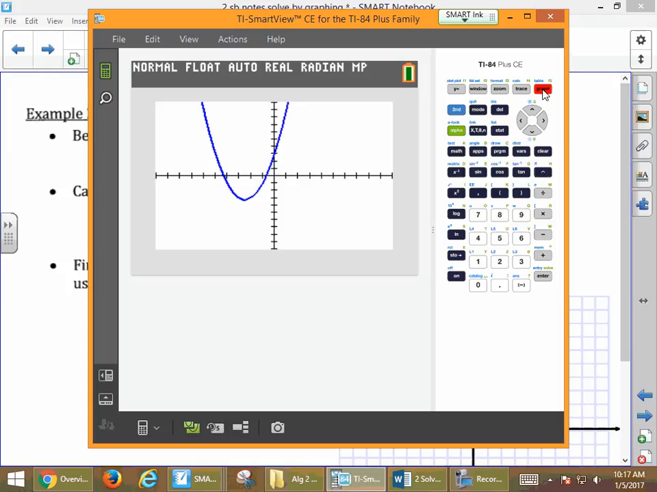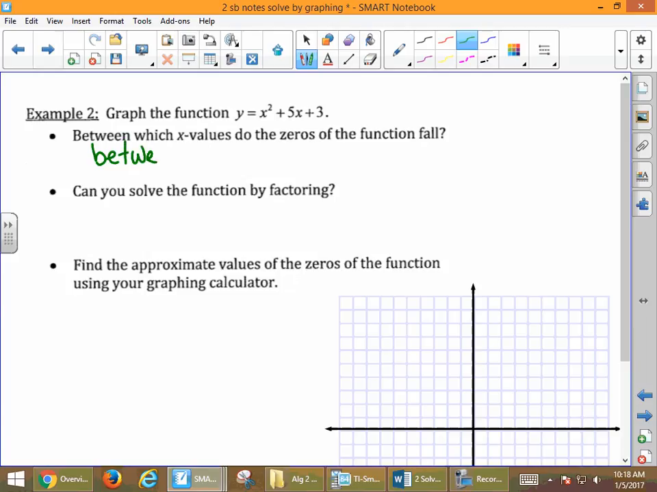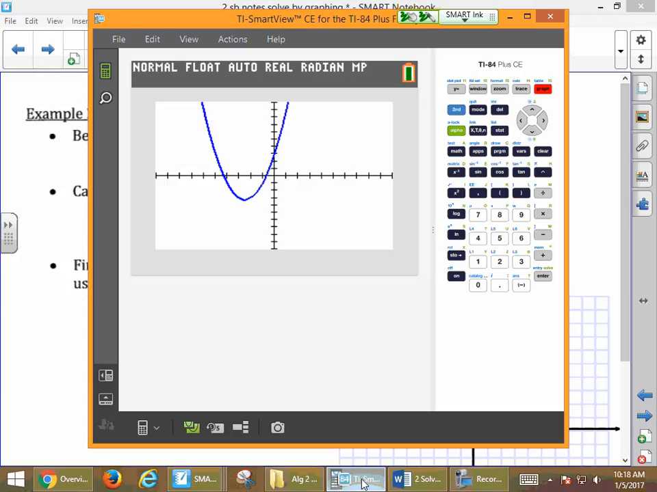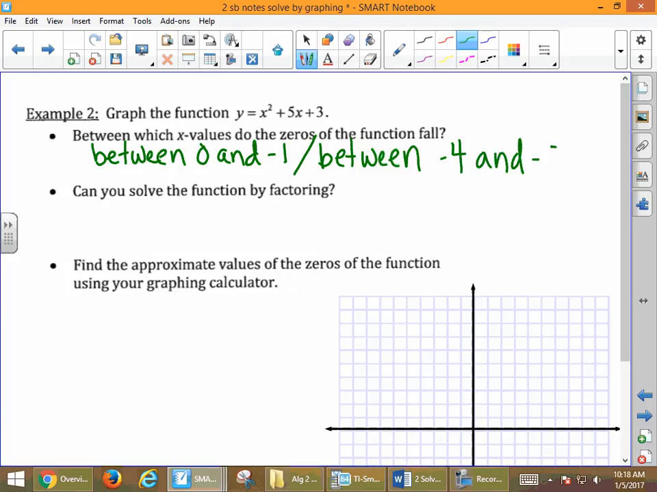It says, between which x values do the zeros of the function fall? Well, look at your calculator screen here. What I see is that our graph falls between 0 and -1, and between -4 and -5. You have to look at the picture on your graph to identify those two facts. Once again, between 0 and -1, between -4 and -5. So we can't tell specifically where this crosses, but we have an idea.